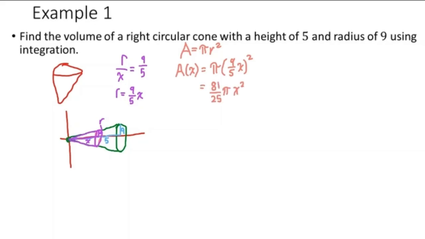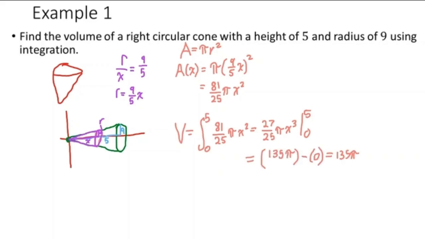Now that we have our area of the cross-section, our volume is going to be the integral of our area function that we just found. As for the bounds, because of the way we drew our cone, we can see that the lower bound will be 0, while the upper bound will be the height of our cone, which is 5. The antiderivative of 81 over 25 pi x squared is 27 over 25 pi x cubed. Plug in our bounds, and we get that the volume is 135 pi.